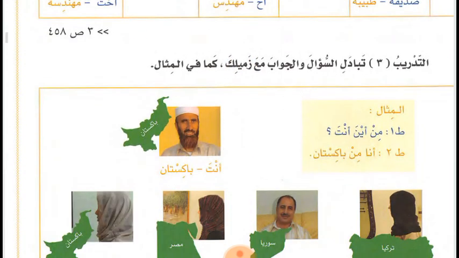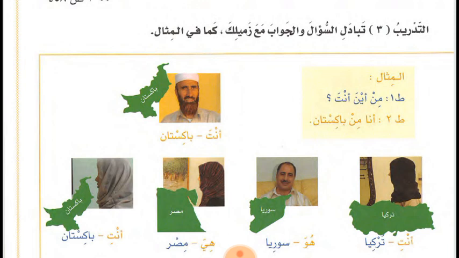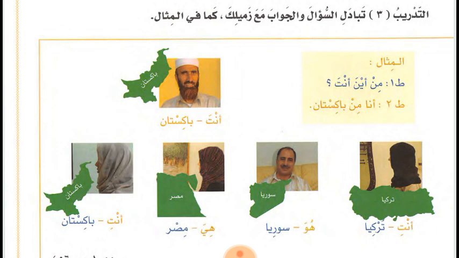Okay. And then we have التدريب الثالث تبادل السؤال والجواب مع زميلك كما في المثال. What is the meaning of this question? You have to exchange questions and answers with your colleague. Yes. Like in the first picture, you will ask this man, min aina anta, where are you from? He will reply, ana min Pakistan, I am from Pakistan. Now ask this woman, min aina anti? Ana min Turkiya, meaning I'm from Turkey. Correct.